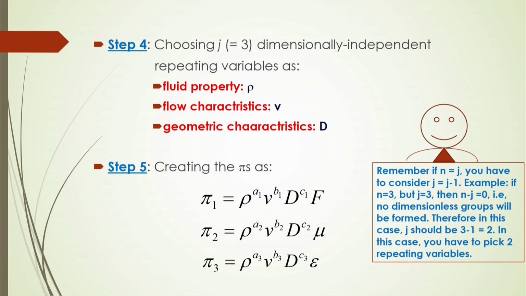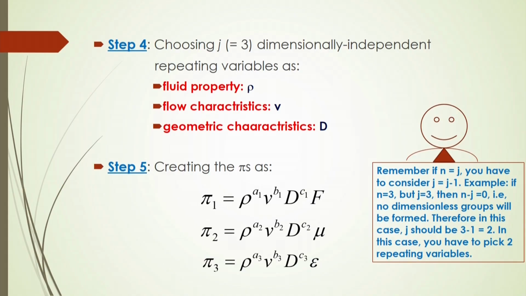Next, you have to choose the dimensionally independent repeating variables. As we have already said, for selection of these repeating variables you have to take one variable from fluid property, one from flow characteristics and one from geometric characteristics. So in this case we are taking rho, the density of the fluid, as the fluid property, one repeating variable, and then v, the velocity of the fluid, as another repeating variable. The third one, the geometric characteristic, is the diameter of the pipe d, taken as the third repeating variable.